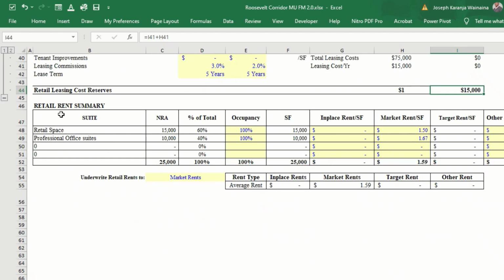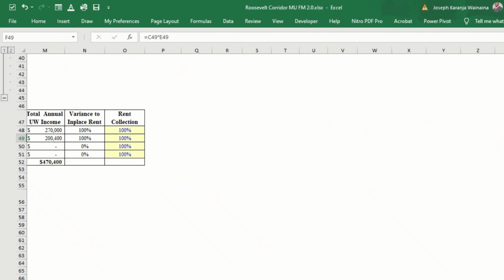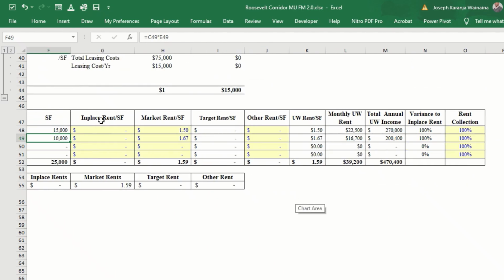So this is the retail rent summary for the retail space and for the professional office suites. You can see that this is the total net rentable area. This is the percentage of occupancy for these spaces. This is square feet occupied. This is the in-place rent, but because this one is a ground-up development, we don't have any in place. This is a market rent per square foot. You can see it's indicated there. This is a target rent. We haven't indicated any assumptions for this.